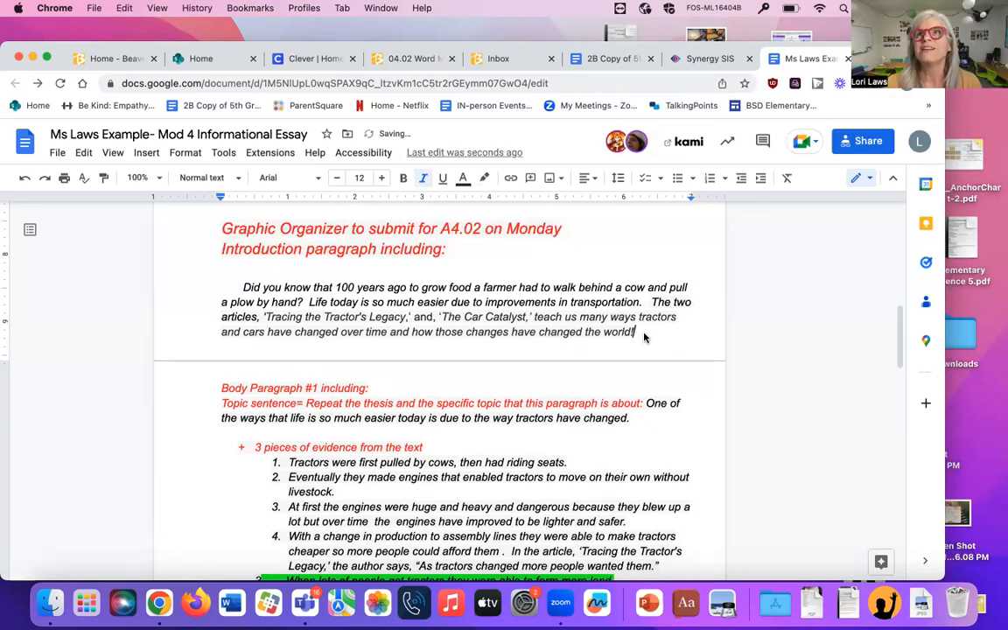It is done. Remember when we were doing the other one before this? So this is all you put in your introduction: a hook, then you put in your controlling idea or your thesis. You can call it whatever you want, but it's your controlling idea or your thesis, right there. Life today is so much easier. And finally, you put in a bridge that takes us into the essay. The two articles, Tracing the Tractor's Legacy and the Car Catalyst, teach us many ways tractors and cars have changed over time and how those have changed the world.